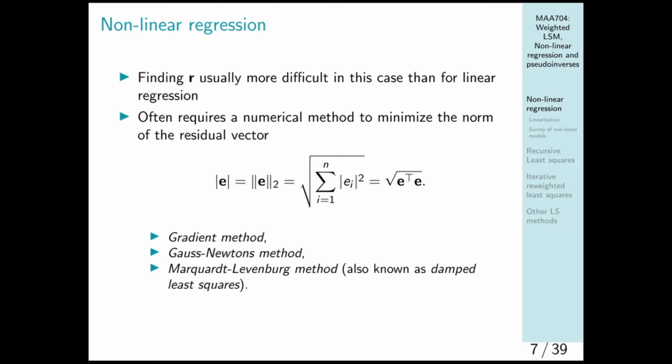Now, finding these coefficients is usually a much more complicated task. It usually requires a numerical method to minimize this norm. We have a very nice example in the Levenberg-Marquardt method, which is also known as damped least squares. There might be a project topic involving this that will probably be one of the interesting ones in case you want to check that.